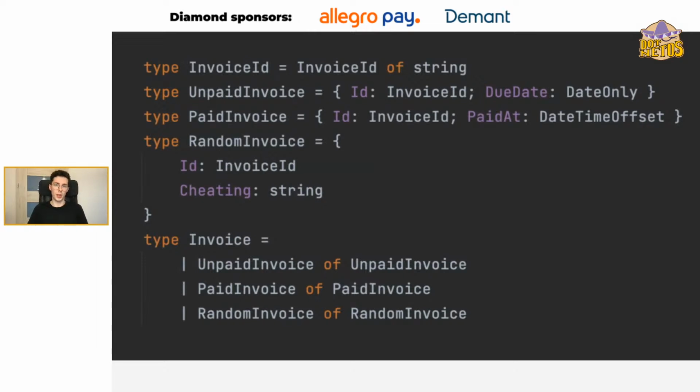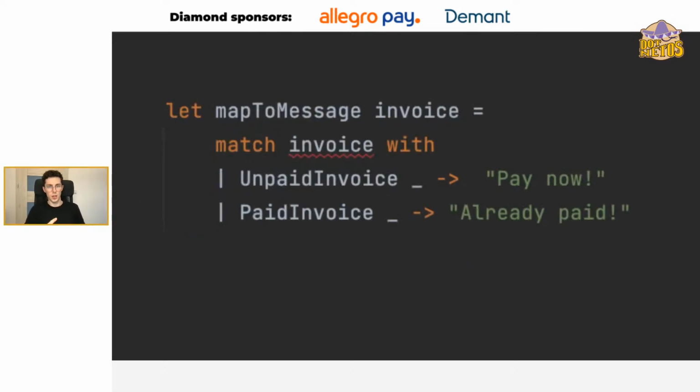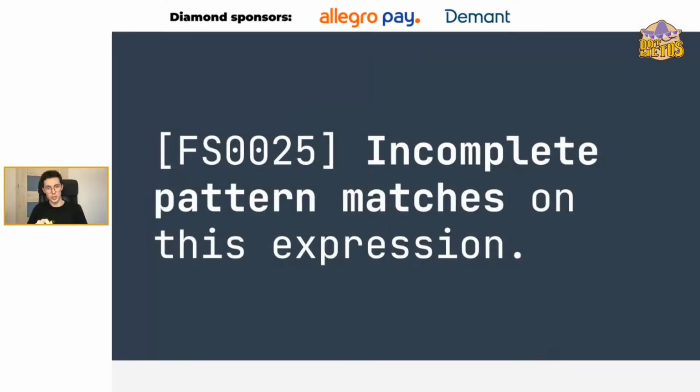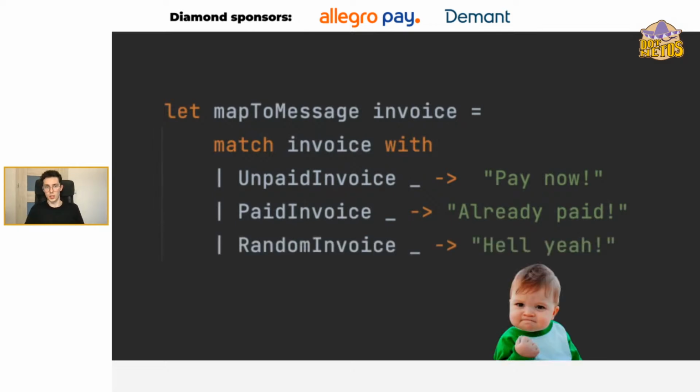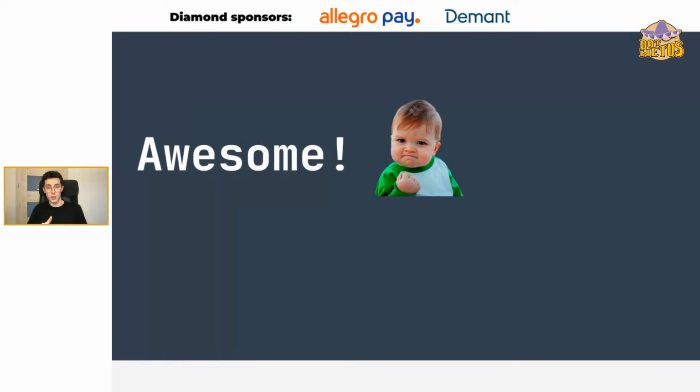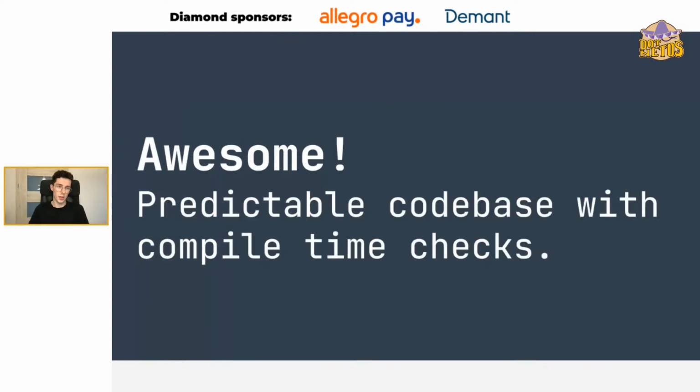So, another catch, obviously. All the things you saw already, so unpaid and paid for the strongly typed. As you can see here, after adding this choice, the compiler is not very happy about this. It says that there are incomplete pattern matches on this expression, which means that we have to do something with this to make the compiler once again happy. And it's pretty simple. We have to add the third one here and say, hell yeah, or whatever else. And it's awesome, because we have a predictable code base with compile-time checks. And that's what we need.